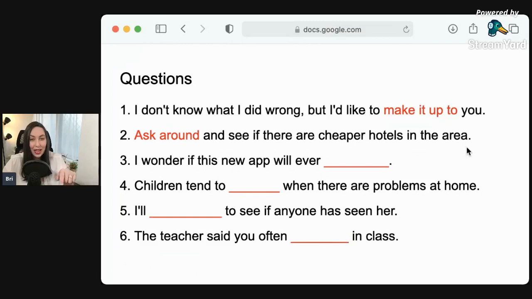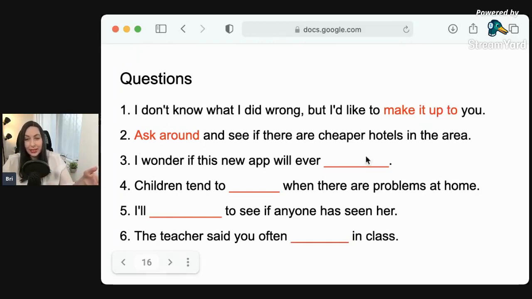So go around. It doesn't even have to be physically. You can ask around by calling people. So if you call many hotels, that could also be asking around.